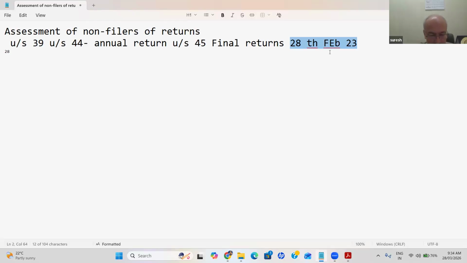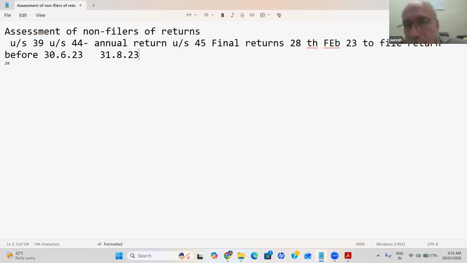Then they were given a liberty to file the return before 30th June 23, and this date was further extended to 31st August 23. So amnesty was given to the persons in whose case assessment orders were made up till 28th Feb 23 and who had filed the return by 31st August 23. In those cases, the ASMT 13 orders and demands were withdrawn automatically. So that was the amnesty. This amnesty is very, very important.